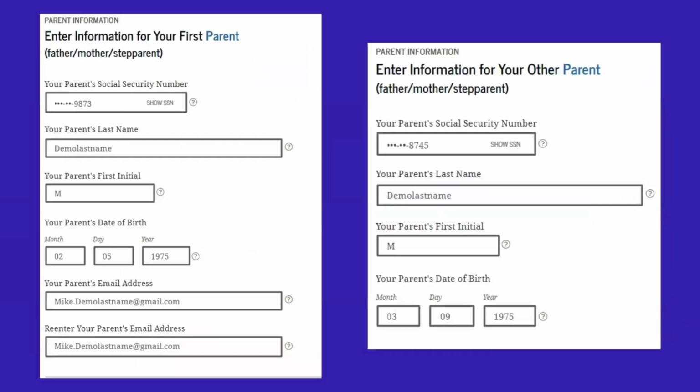All right, so now they want some parent information. They're going to ask for parent social security number, last name, all that information, a parent's date of birth, email address, and the same for the second parent. So you need to be able to provide that information for both parents.